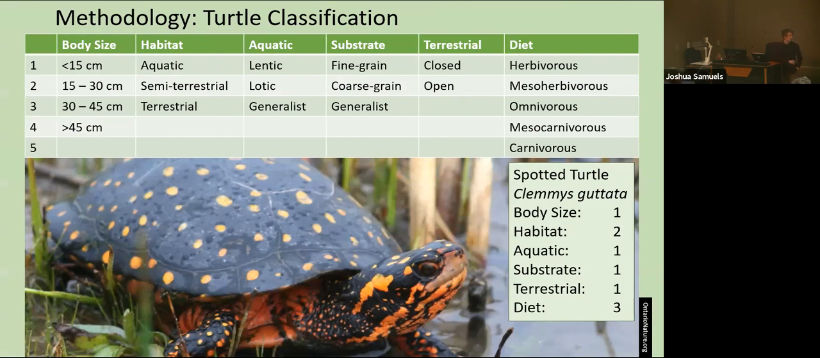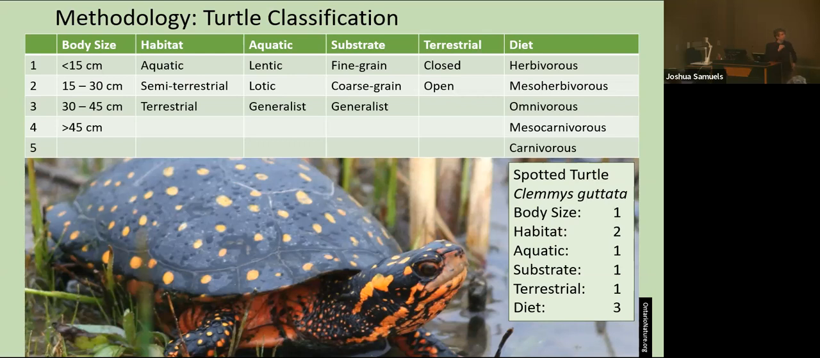Habitat, so aquatic turtles or semi-aquatic turtles are those that are primarily using aquatic environments to get food resources and using that space. Terrestrial turtles, things like tortoises, of course, spending most, if not all of their time on land, using terrestrial resources for food acquisition. And then semi-terrestrial turtles are kind of in the middle. They're going between the two, maybe riparian zones, bogs, things like that.